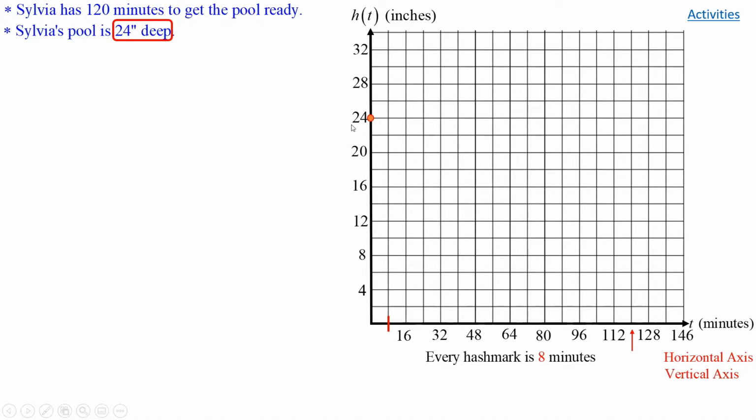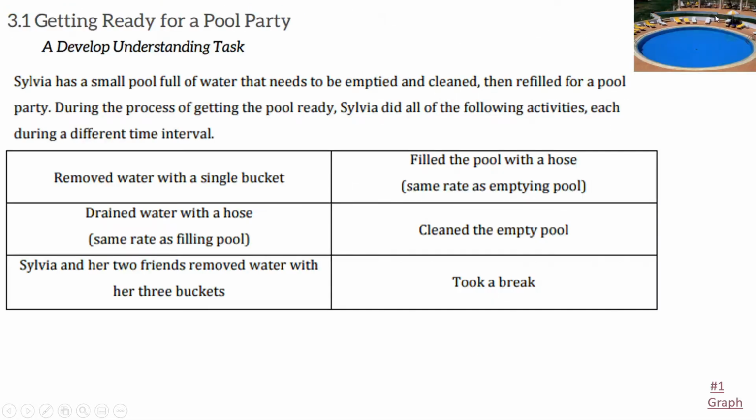Okay, all right. So let's go to the activities and see if we can graph what's happening here. I hope my hyperlinks work well. Oh, look at that. Okay, so when Sylvia was getting this pool ready for the big pool party, the first thing she did was she removed water with a single bucket. All right, so let's graph what that would look like. I'm going to go to the graph over here.